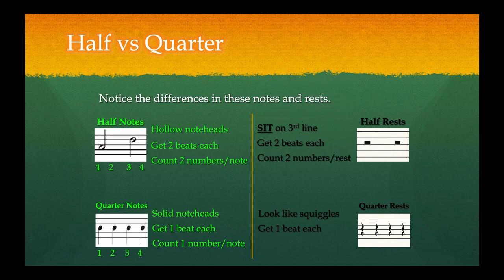When counting half rests, we count 2 numbers for each rest. 1, 2, 3, 4. When counting quarter rests, we count 1 number for each rest. 1, 2, 3, 4.